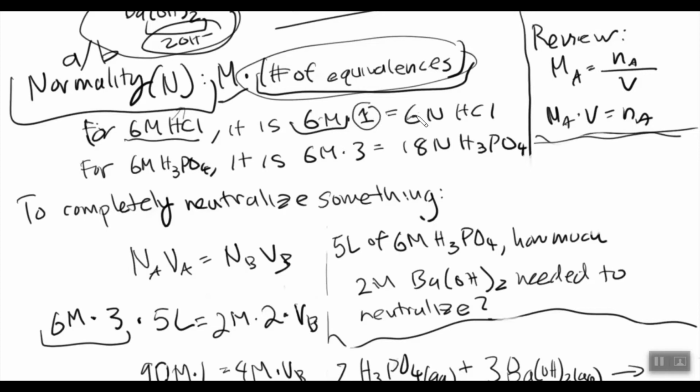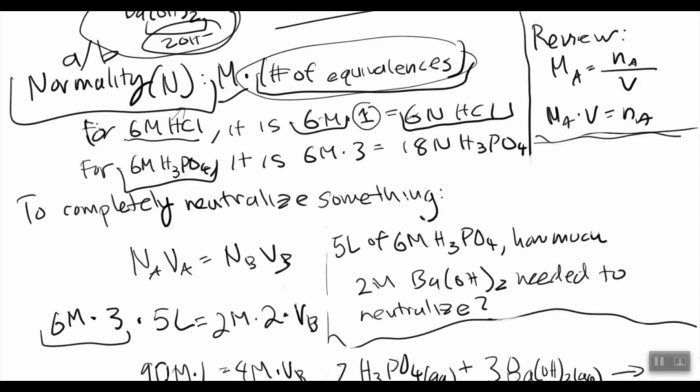And 6 times 1 is 6. So the normality of HCl in this case is 6. Now let's talk about 6 molar of H3PO4, phosphoric acid.